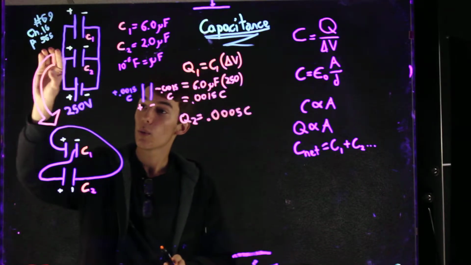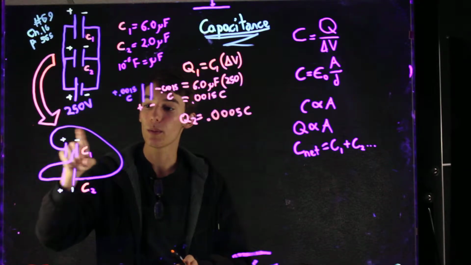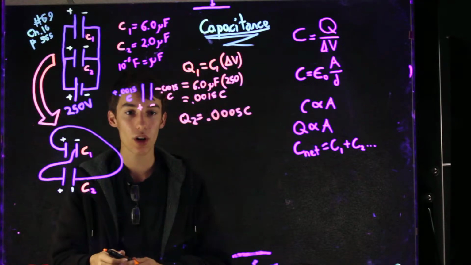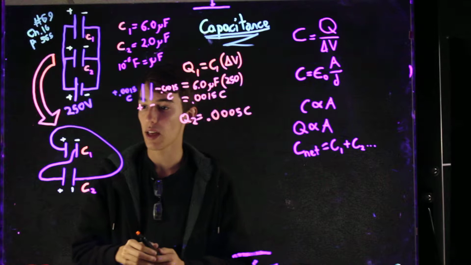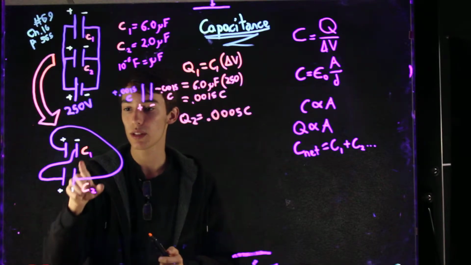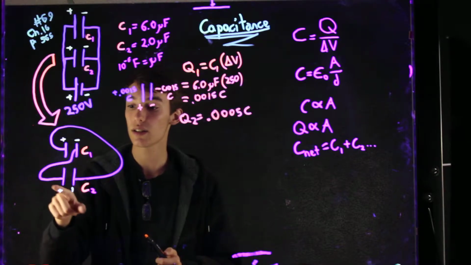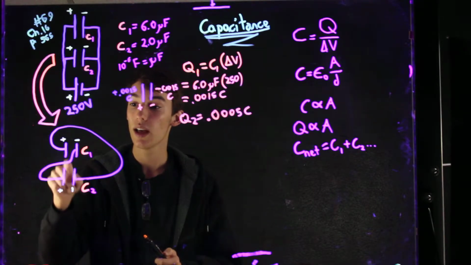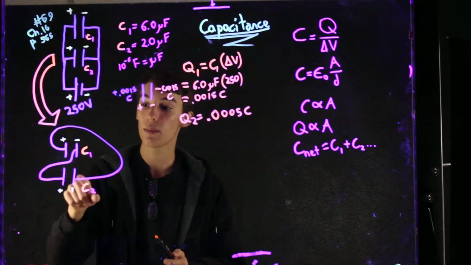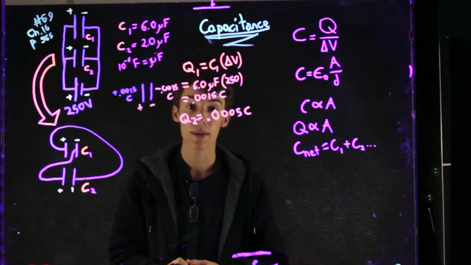Then, once the battery is disconnected, it will be rewired. You could draw the rewiring any way that suits you, and this is how it's drawn at the moment. So we see that the negative plate of capacitor 1 is connected to the positive plate of capacitor 2. The positive plate of capacitor 1 is now connected to the negative plate of capacitor 2.